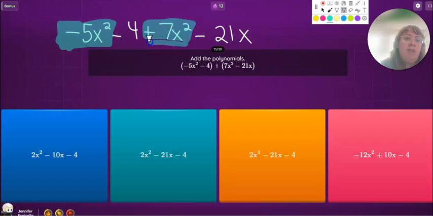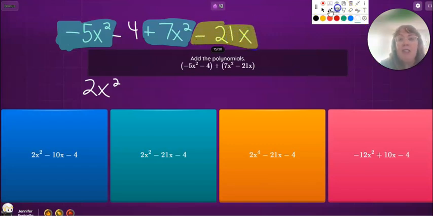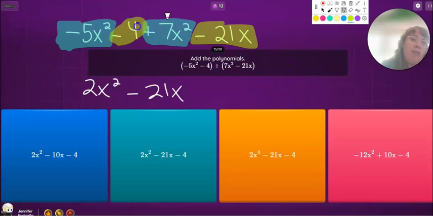Negative 5 plus 7x squared is a 2x squared. And then we have this negative 21x. And there's no other terms that have just an x, so we just write that as is. And then, of course, we also have this negative 4.